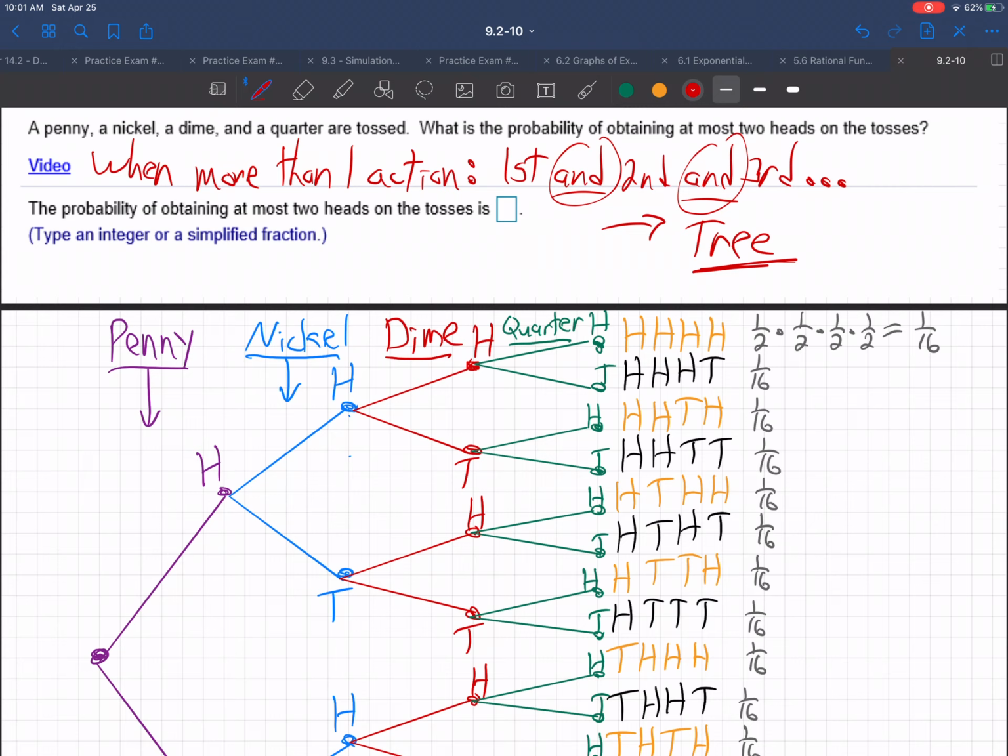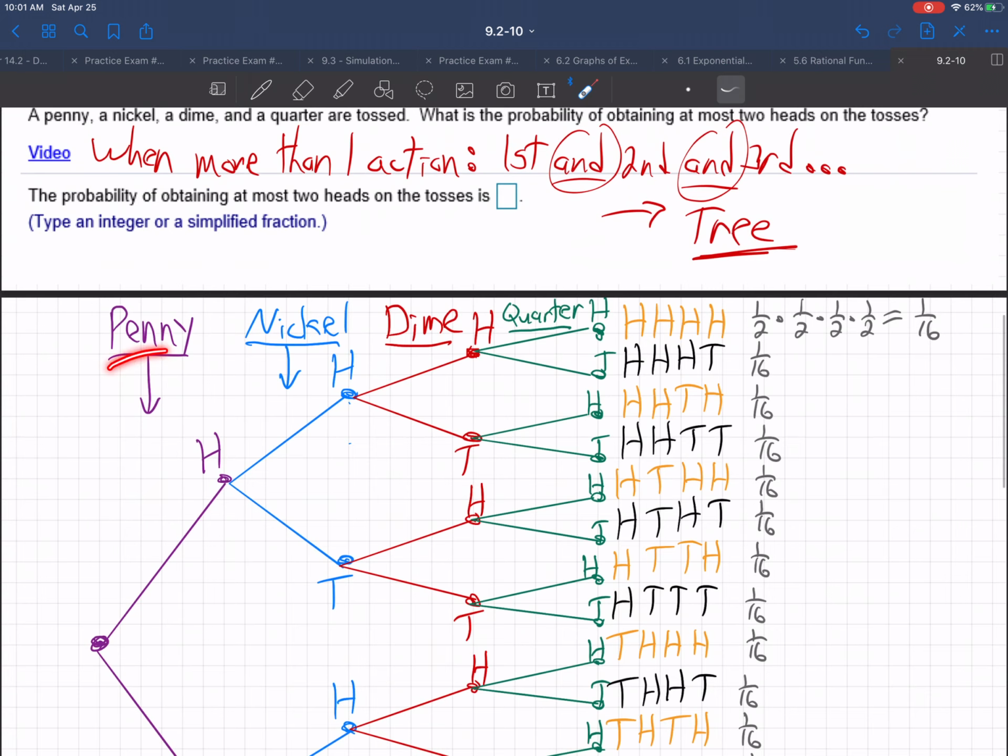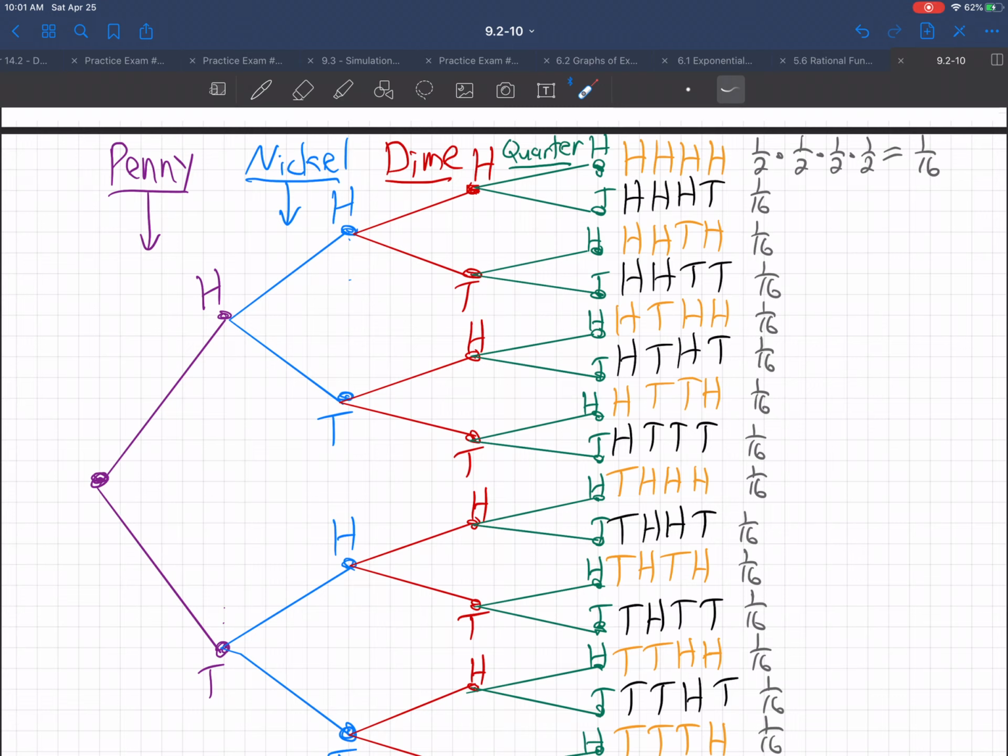The tree shows the branching of the actions. So you can see the tree I've made down here. The first action is we're going to flip a penny, then a nickel, then a dime, then a quarter. That's 4 separate actions, and each of those results in a branching. Here's the branching for the penny: heads or tails. Next action is the nickel, also heads or tails. That's the second layer of branching.